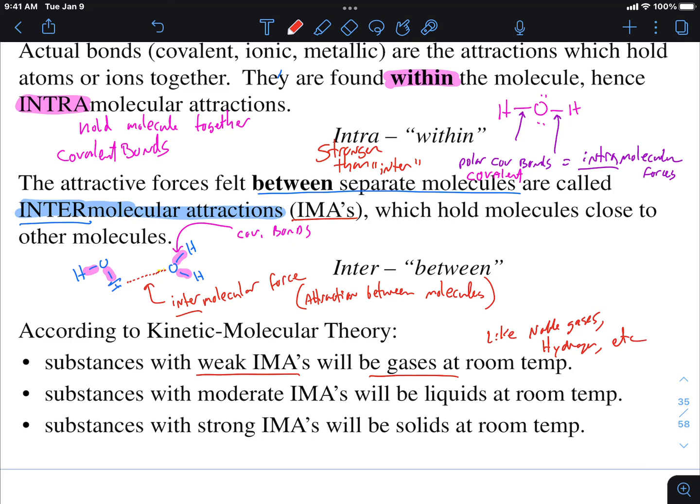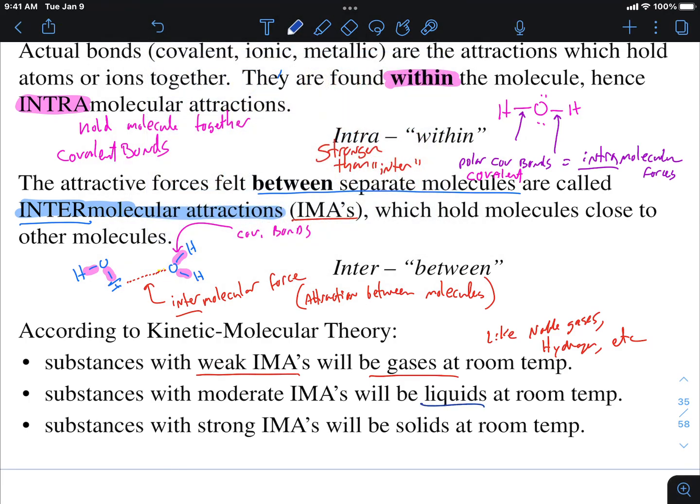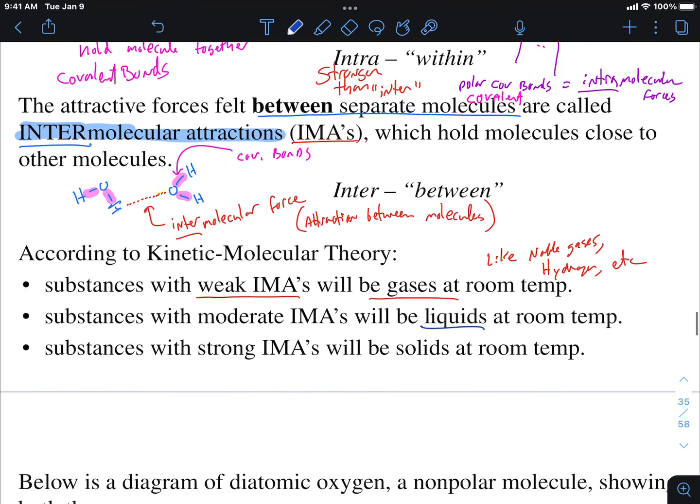Okay. Moderate intermolecular attractions will be liquids, right? And the liquids are blue on the periodic table. So the two that jump out right at the top of you are bromine and mercury. And then if they have stronger intermolecular forces, they're solids, they're black. Okay. So that's just generally speaking, but let's actually talk about what these forces are.